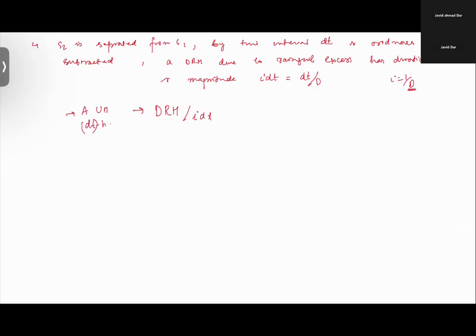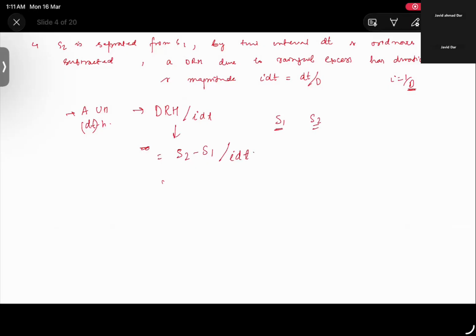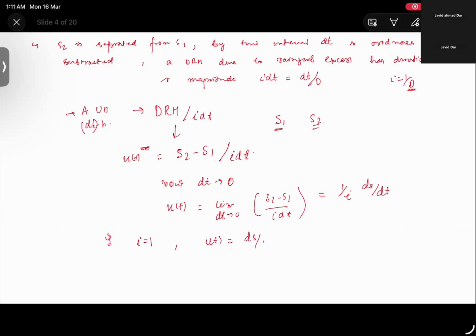I can write it in this way. The S1 ordinate is represented by S1 and S2 by S2. We can write S2 minus S1 and divide by I dt. And now we know that this duration in the instantaneous unit hydrograph is tending to 0. So we can write U of t as limit dt tending to 0 of S2 minus S1 divided by I dt, which is 1 by I times dS by dt. So if, let's say, I is 1, then U of t is directly dS by dt. This simply means if you find the slope of the S curve, you get an ordinate of the instantaneous unit hydrograph.